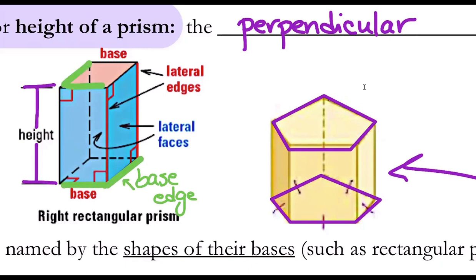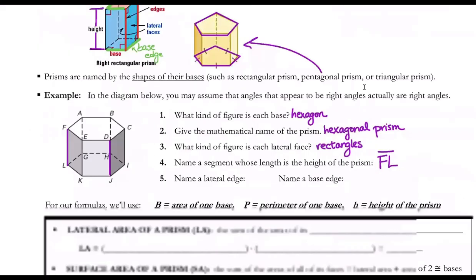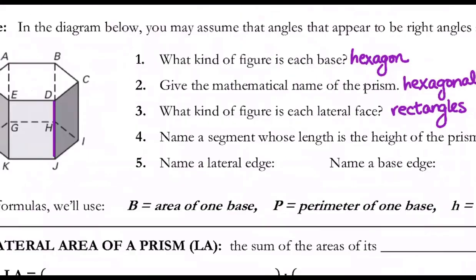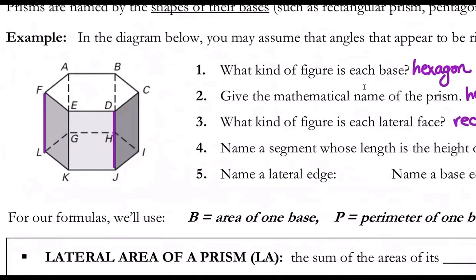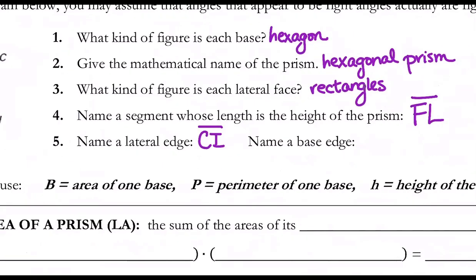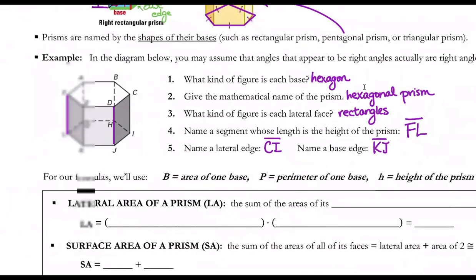Okay, a lateral edge are the ones where two lateral faces come together. Those are lateral edges. So a lateral edge would actually be the same as the height on these. So segment CI is a lateral edge, for example. And then a base edge would be like KJ. So any of the sides of the polygon that makes up the base, that's a base edge.